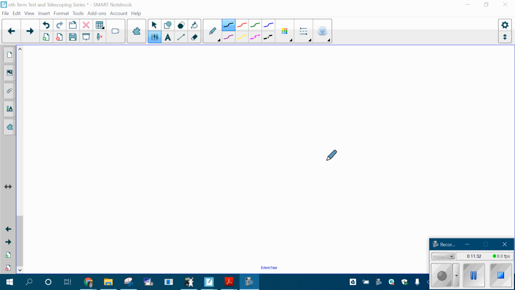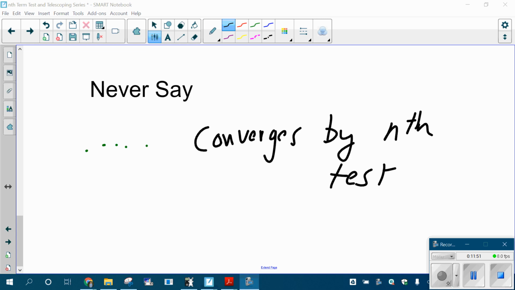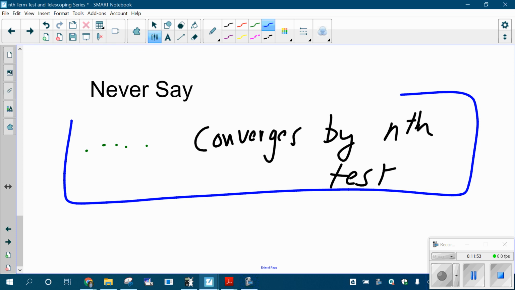I will say that again. Either the nth term test for series divergence applies, and you can use this test and determine that the series diverges, or nothing. You don't know anything. It doesn't tell you convergence. You're never going to say converges by the nth term test. Never. This is not a thing. It can't tell you that. That's not what it does. It tells you divergence or nothing.